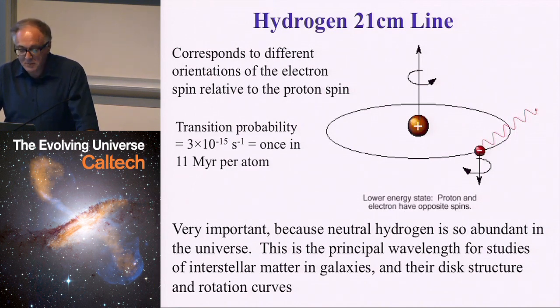And for a given atom of hydrogen, this happens on average once every 11 million years. But there are so many hydrogen atoms out there that this turns out to be the dominant radio signal from the interstellar medium, and we use it to study the structure of the Milky Way or other galaxies, measure the rotation, and so on. Because these are radio waves, they go through dust clouds that obscure light, and so when this was figured out by Jan Oort and Shklovsky and others in the 1950s, this was the first time that we could actually see through the disk of the Milky Way. Otherwise, visible light just gets obscured by dust clouds.